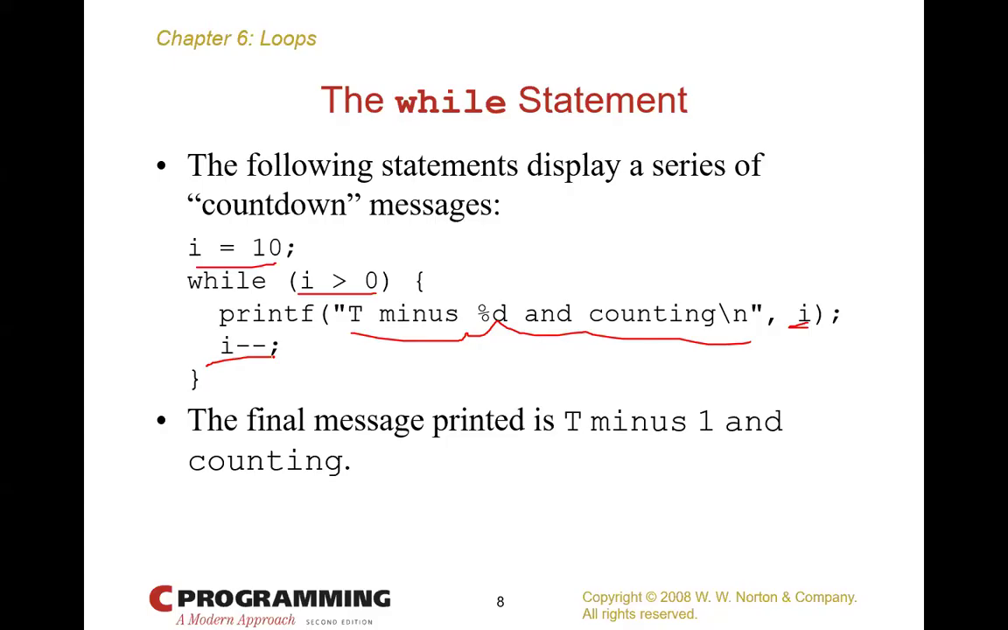We reduce I as post decrement. And then we come back again. Now minus 9, like a countdown time. We are starting from time 10. So we count 10, 9, 8, 7, 6, 5, 4, down till we get to 1, because we cannot get to 0. It says while I is greater than 0. So what is the last message? You cannot count to 0. So the last message is T minus 1.